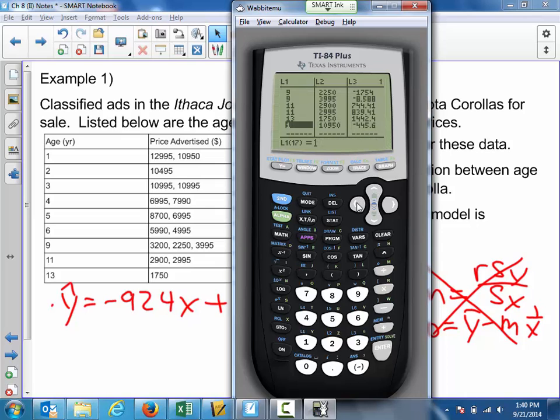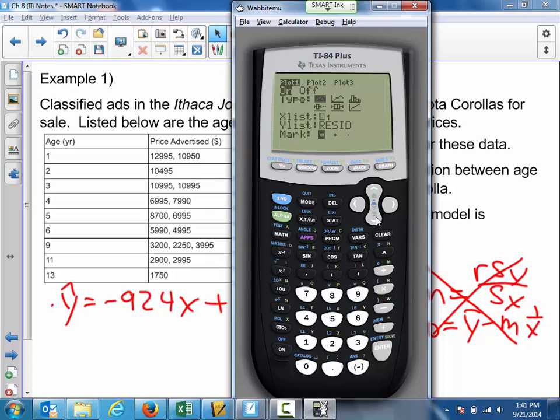And if I scroll down, lo and behold, I've got the same number of entries in L3 as I do in L2 and L1 because every coordinate pair has a residual. All right, we can use this L3 here. This is how we're going to make a residual plot. We're going to go second stat plot. We're going to turn the second plot off. We've already checked out the scatter plot.